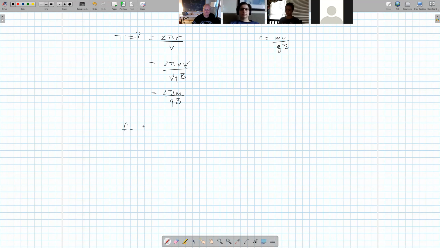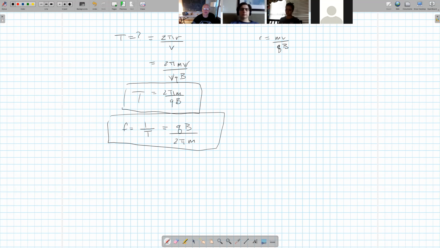Which means the frequency, which is equal to 1 over the period, is then going to be equal to the charge times the magnetic field divided by 2 pi times the mass. Okay, so this is the frequency, and this guy is the period. So as long as our charged particle is moving perpendicular to the external magnetic field, the path of the particle will be a circle, where the radius of that circle will be given this way, the frequency is given this way, and the period it takes to complete one circle will be given by this guy. This frequency here is what's known as the cyclotron frequency.